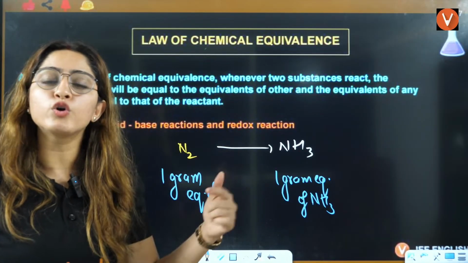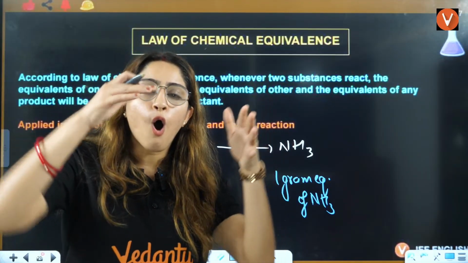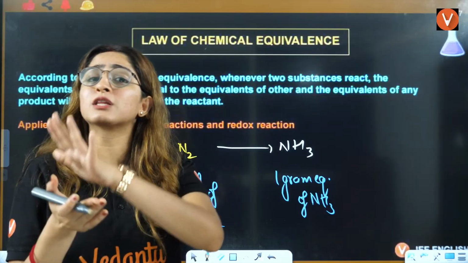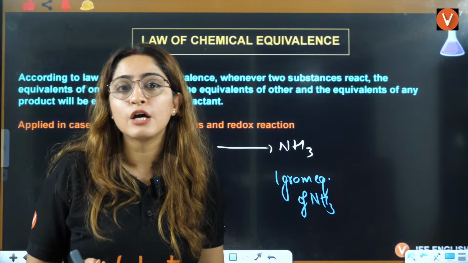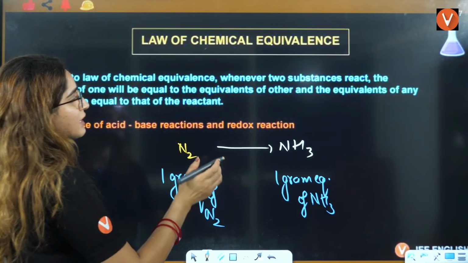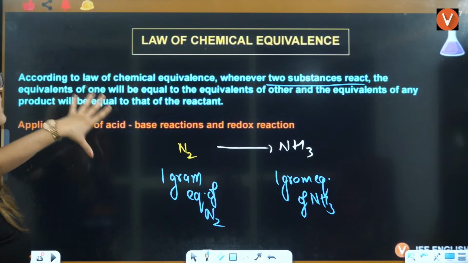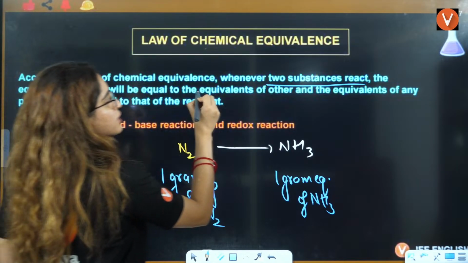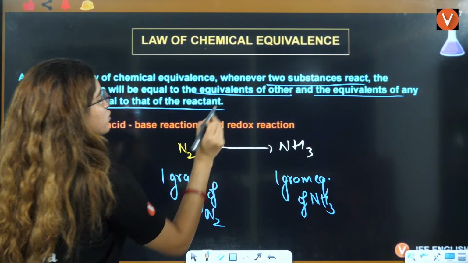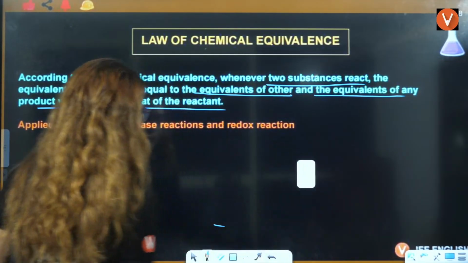Without balancing, you can say that in that reaction all the reactants will have the same gram equivalents as all the products, right? That is the law of chemical equivalence, which states that whenever two substances react, the equivalents of one will be equal to the equivalents of the other, and the equivalents of any product will be equal to those of the reactant. Let me give you an example of that.